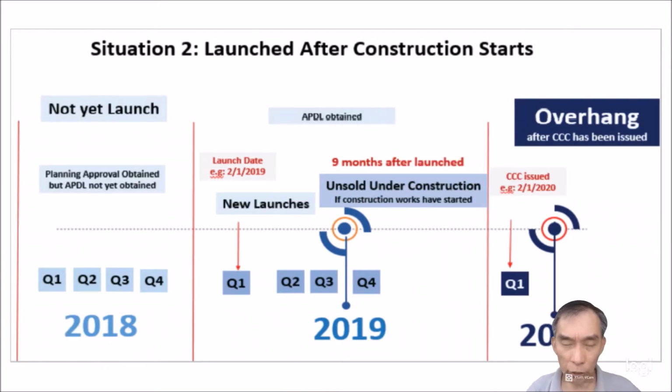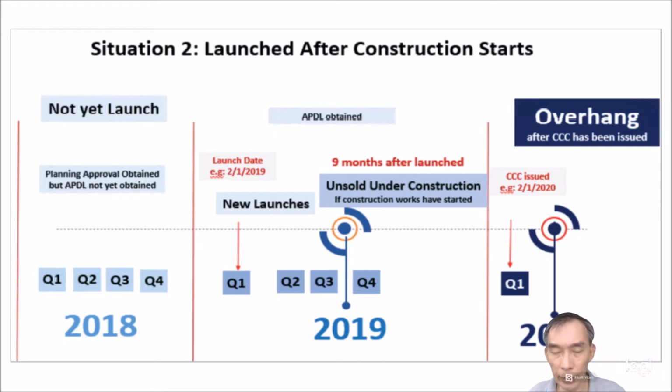The second situation is the launch after the construction starts. Interestingly, this is probably the most commonly seen. That means you got the paperwork done, you have done the initial approval for sales and marketing, then you start piling. The moment that you are piling, you have your project going on, and your sales team eventually got the APDL advertising permit to promote the project. So you got the marketing and sales approval to promote the project, and then you launch the project. So this is the most commonly seen scenario where you start piling and start selling.